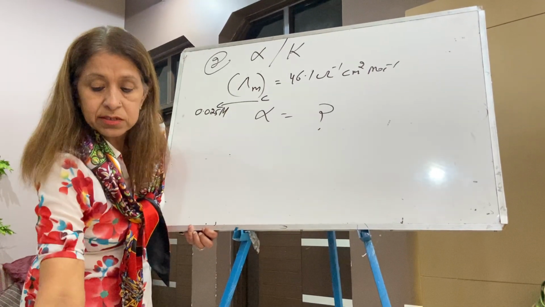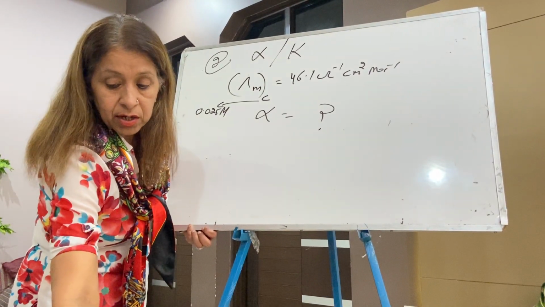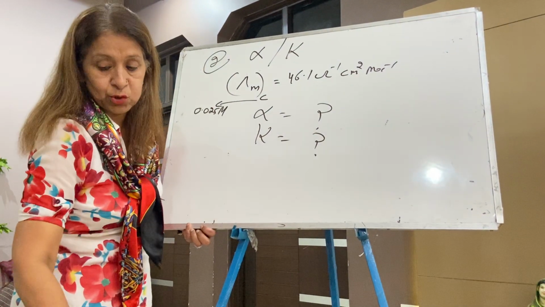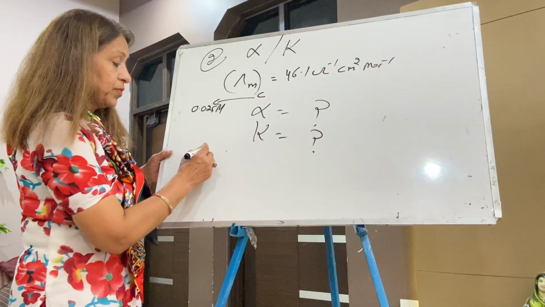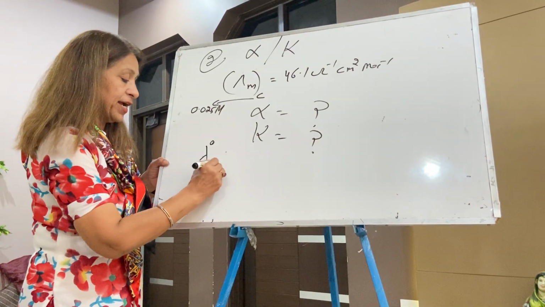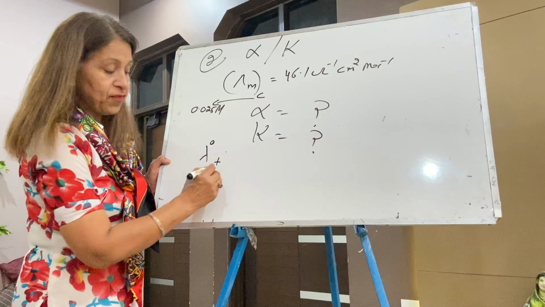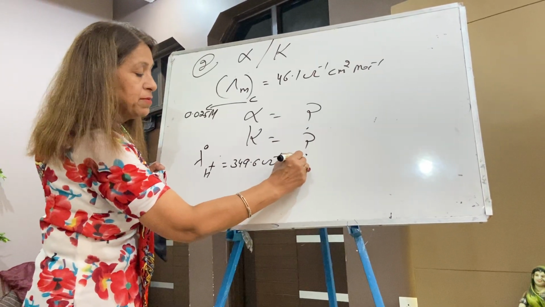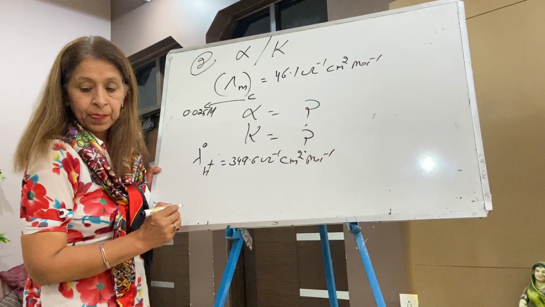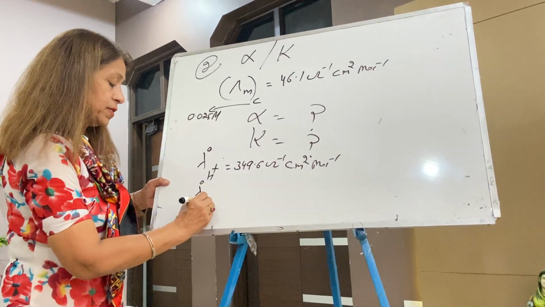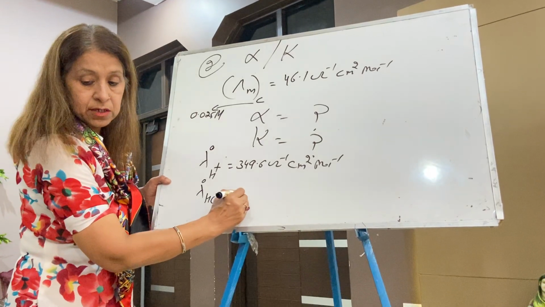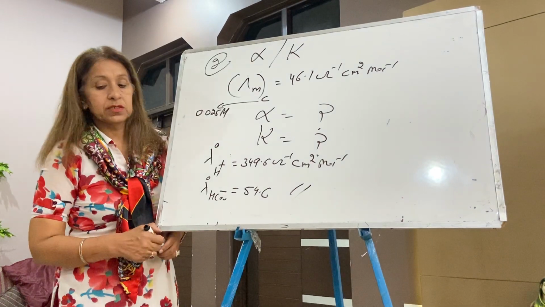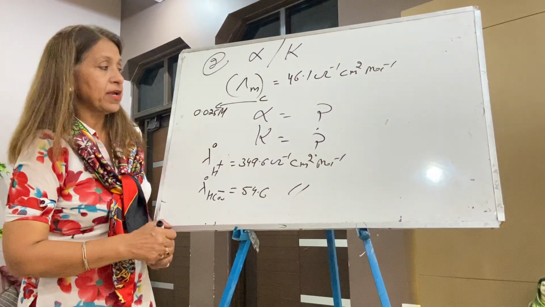Now what else is given? They also want us to calculate the dissociation constant K. We also calculate this. Given is lambda naught of H ion, 349.6 per ohm centimeter square per mole. Lambda naught of formate ion is given, 54.6. The acid in question is formic acid, methanoic acid.